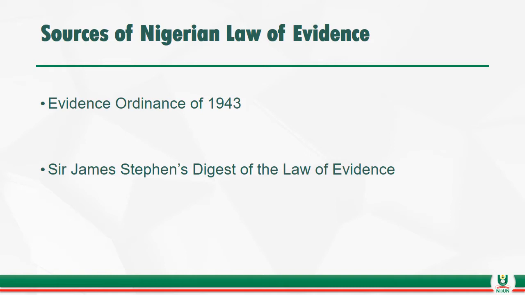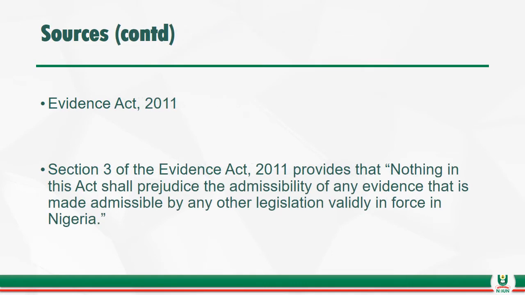Nevertheless, other legislations that are validly enforced in Nigeria may be relied upon for the purpose of supplementing the provisions of the Evidence Act 2011. This is only for the purpose of supplementing, not that those other laws that are validly enforced are the primary sources of Nigerian law of evidence. This is only possible by virtue of Section 3 of the Evidence Act 2011. That section provides that nothing in this Act shall prejudice the admissibility of any evidence that is made admissible by any other legislation validly enforced in Nigeria.